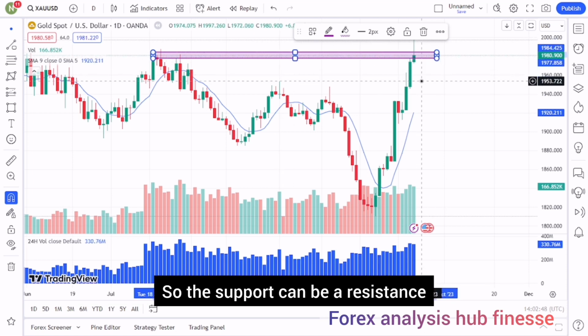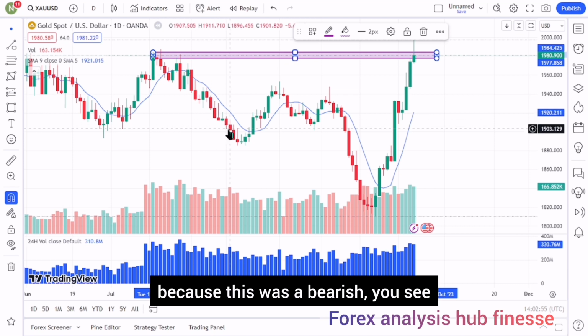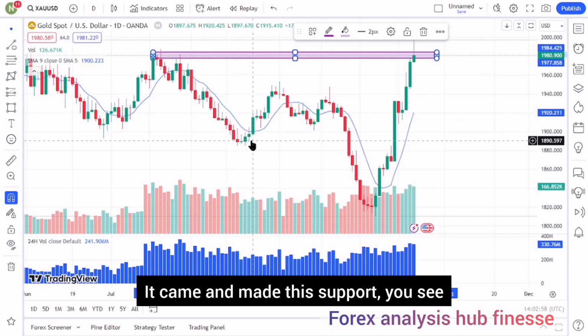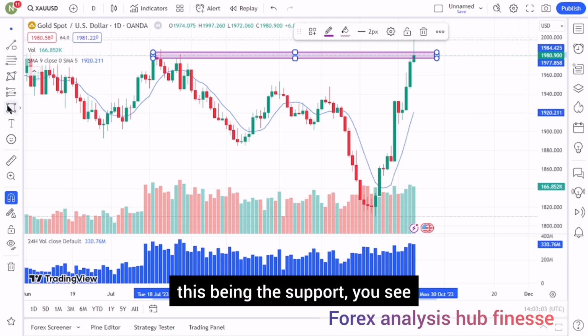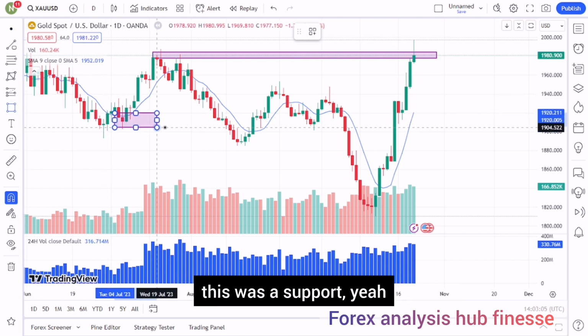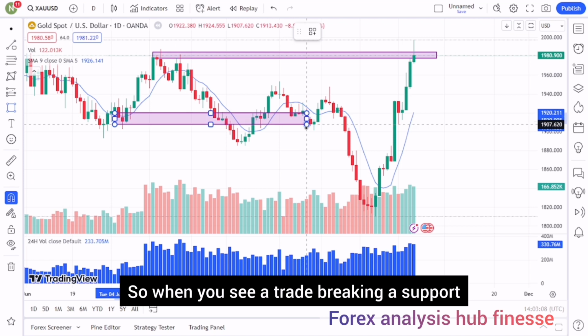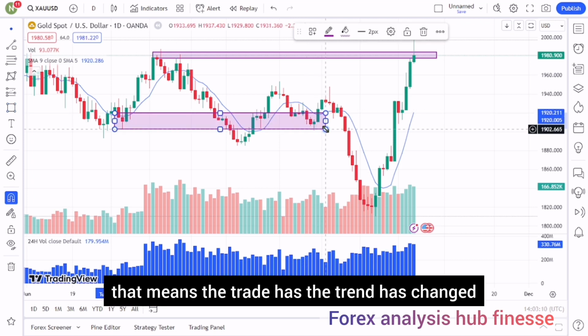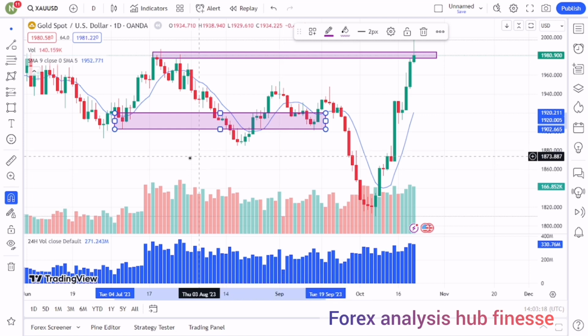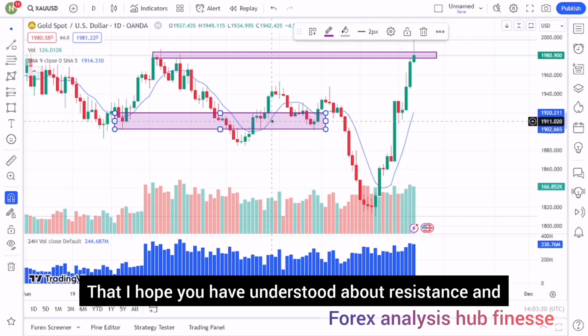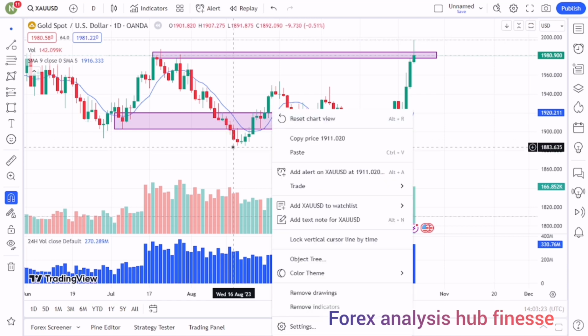So the support can be a resistance and a resistance can be a support. You will have to understand this, because this was bearish, you see, it came and made this support, and then went back, because this was a support. So when you see a trade breaking a support, that means the trend has changed to another move. Was it a buy? It went to a sell. I hope you have understood about resistance and support levels.